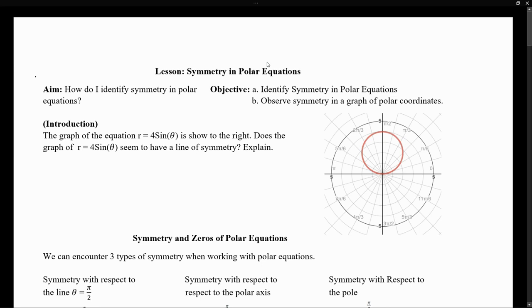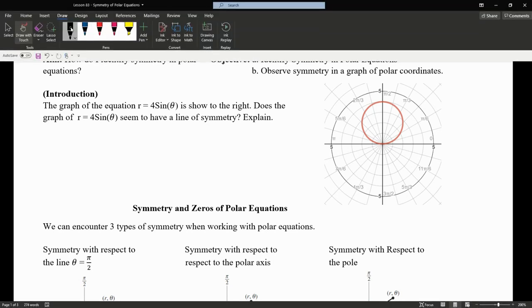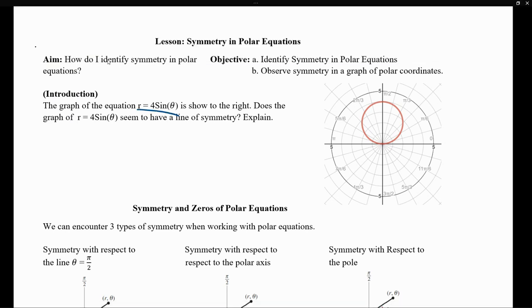In this video, we will talk about the symmetry of polar equations. So let's start by looking at this function on the right-hand side. Notice that it says the graph of the function for sine, so let's just highlight that, is shown to the right. Now, does this graph appear to have some kind of a line of symmetry?